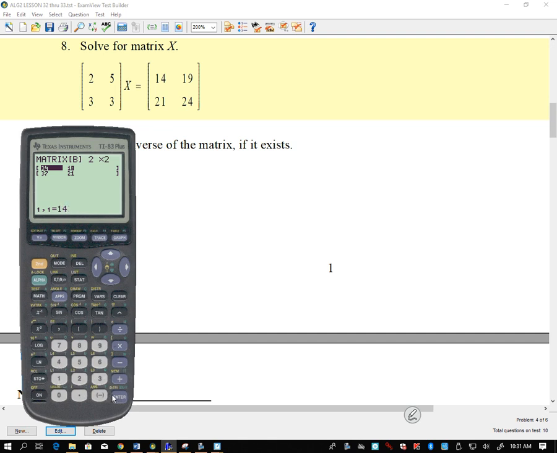So 14, 19, 21, 24. Okay, and if we want to solve for matrix X, we want matrix A, and we'll get the inverse times, so we'll hit this, second matrix B. We'll hit this here, and we should get 7701. Is that what it says at the bottom? Is that what we're getting in our calculator?